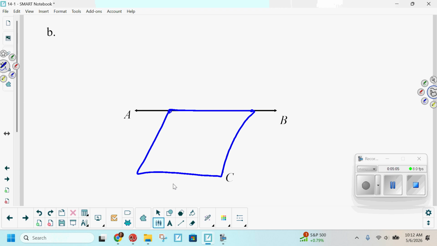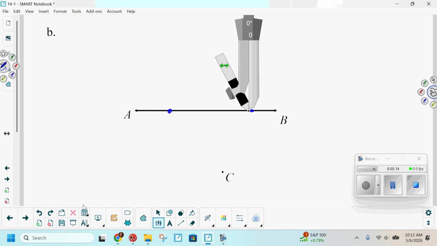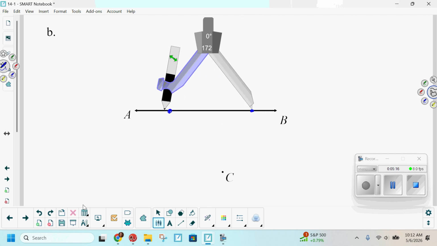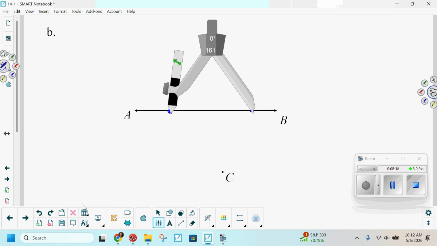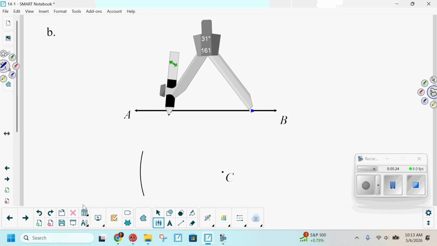Now I'm going to take my compass and actually do the constructions. So I'm going to measure from those 2 points. And now I'm going to bring it down below and swing. And then I'm going to measure from B to C.